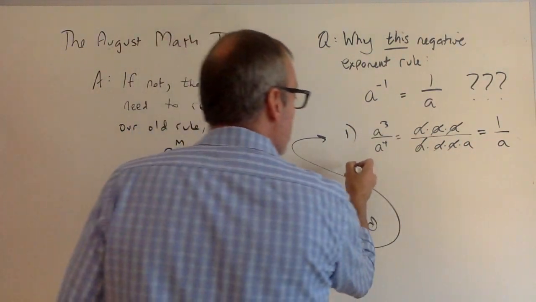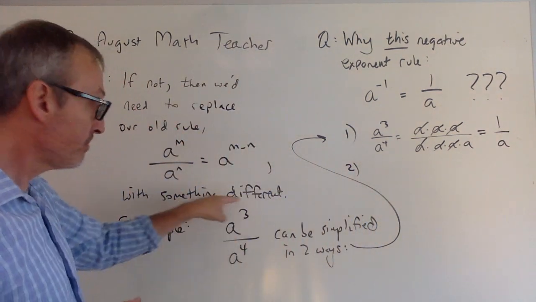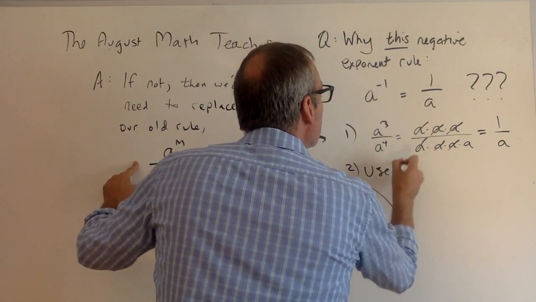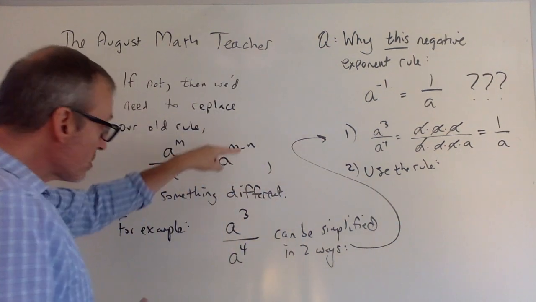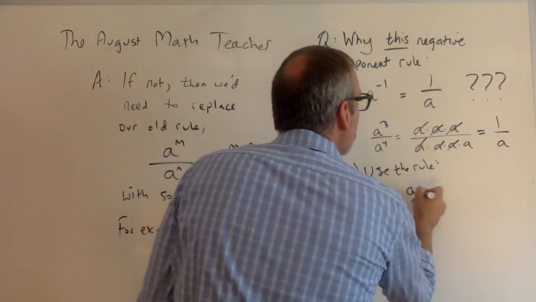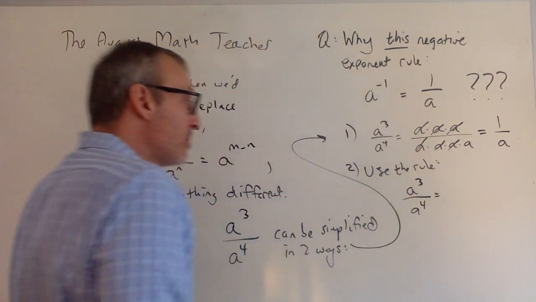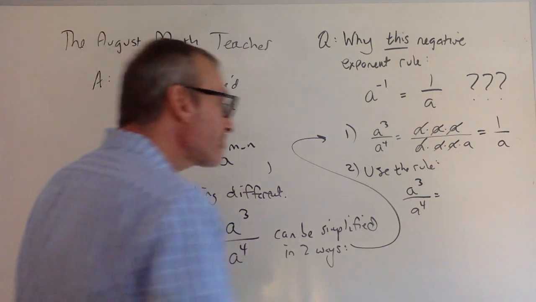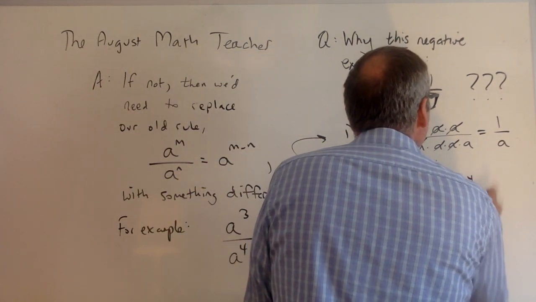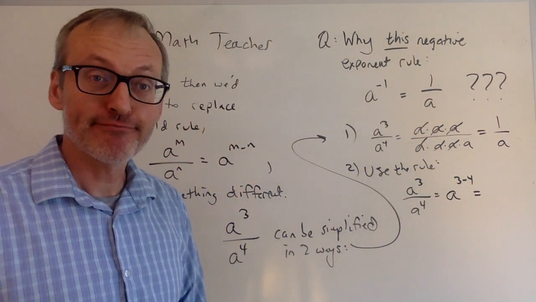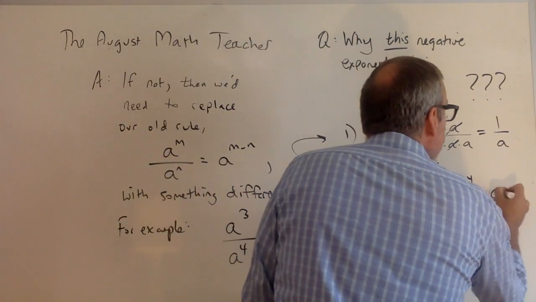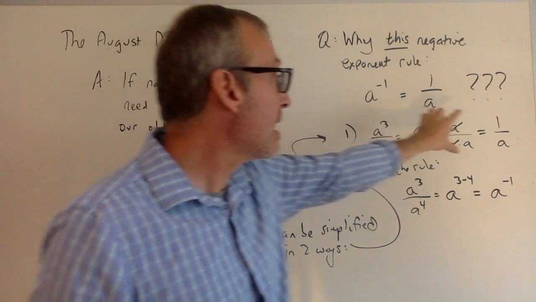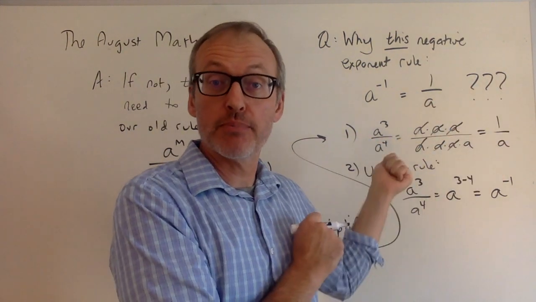But I'd like you to consider a second way to think about how we should simplify this. We should be able to use this rule. And if you use this rule on this fraction, we're supposed to be able to just subtract from the top exponent the bottom one. This is supposed to be a to the 3 minus 4. Well, what's 3 minus 4? It's -1. So this becomes a to the -1. And now you see that a to the 3 over a to the fourth is obviously equal to 1 over a. It just is. That's what the symbols mean.